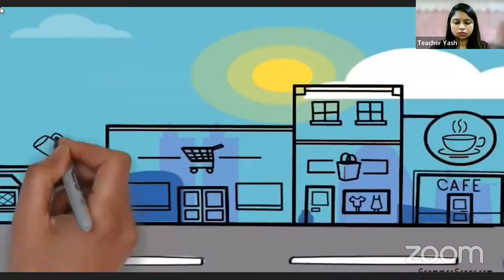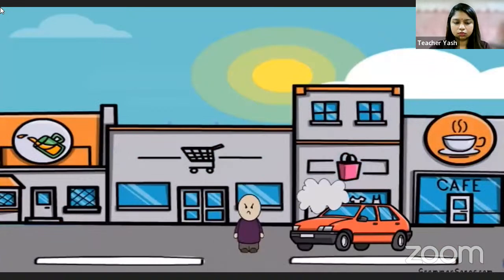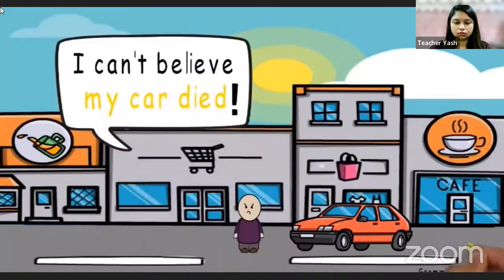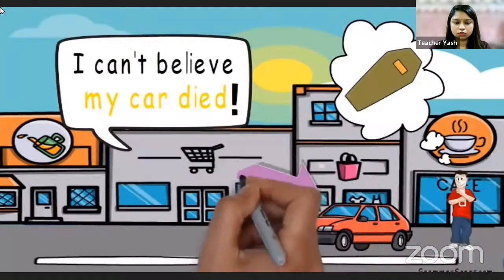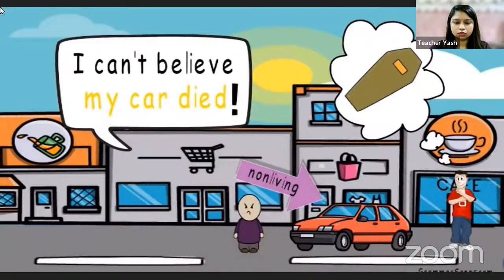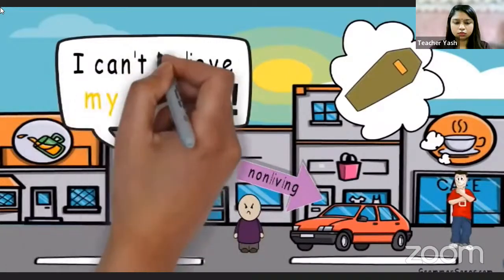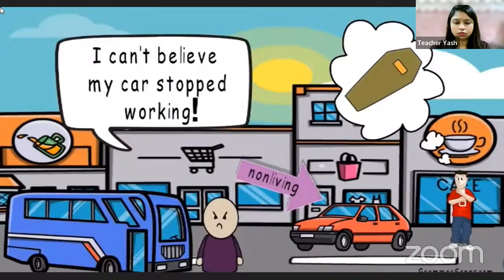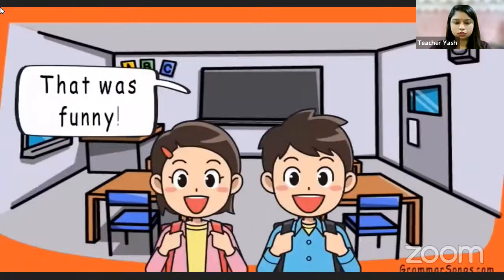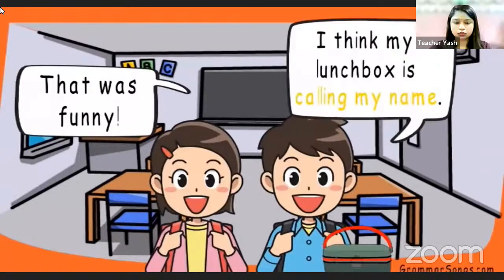People use personification every day when speaking English without even realizing it. I can't believe my car died. This can be confusing for people learning English. A car is a non-living thing, so if it is never alive, it can't die. I can't believe my car died really means, I can't believe my car stopped working. Now I have to take the bus. That was funny! I think my lunchbox is calling my name. Well, personification can sometimes sound funny, but good writers use it to create a more dramatic flair to writing.